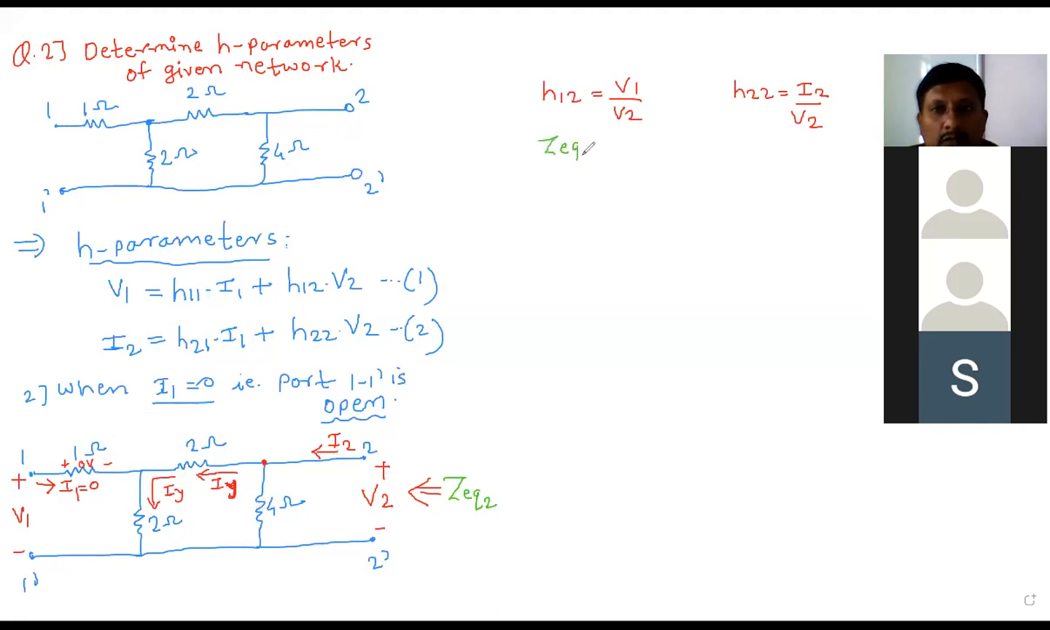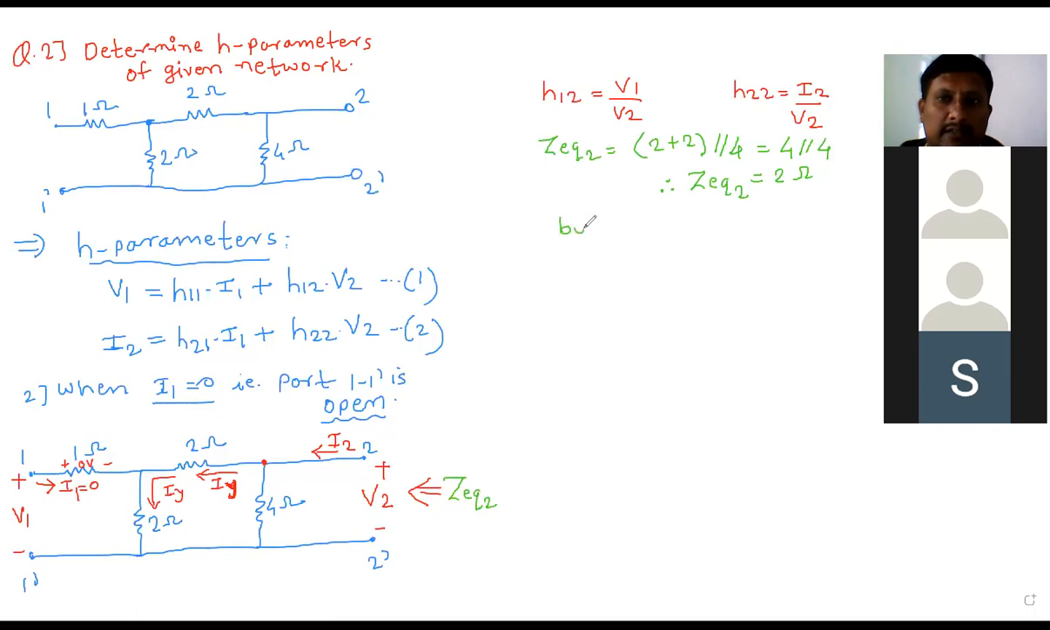So Z equivalent 2 is equal to 2 plus 2, that is in parallel with 4. So 4 is in parallel with 4, so that will give 2 ohm. When the same resistors are in parallel with each other, the answer will be half. So Z equivalent 2 is equal to 2 ohm.